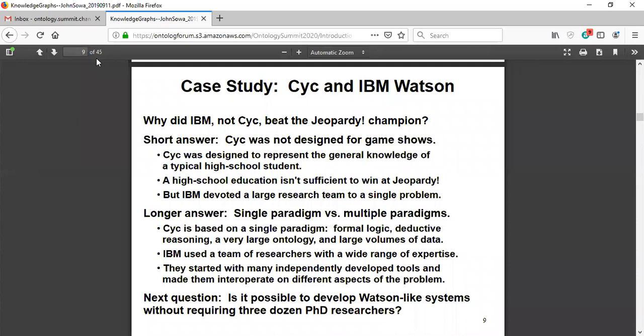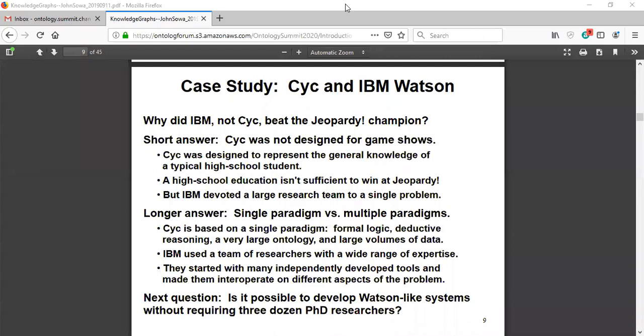But what IBM did is to start with many independently developed tools, and they made them interoperate on different aspects of the problem. So in a sense, the Watson team really started from scratch, and in just a couple of years, they were able to handle the Jeopardy problem better than Psyche was able to do. But the next question is, is it possible to develop Watson-like systems without requiring three dozen PhD researchers?